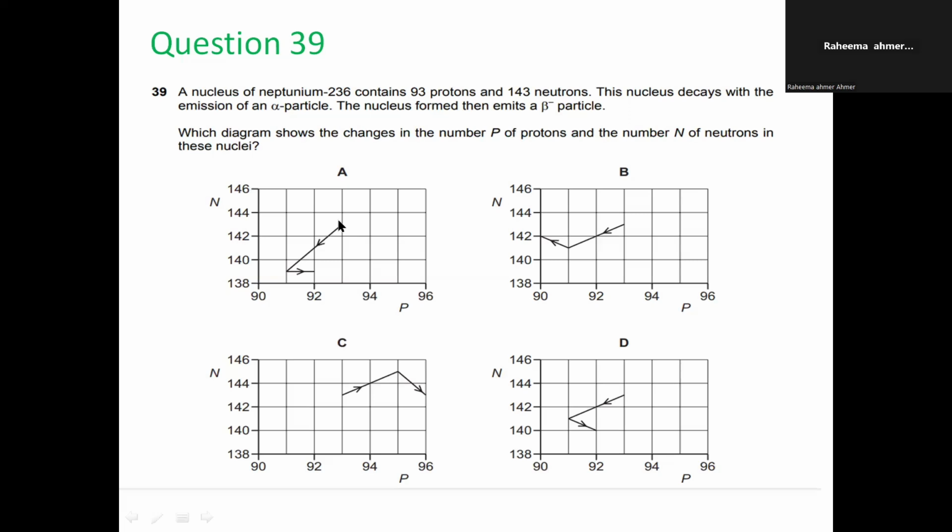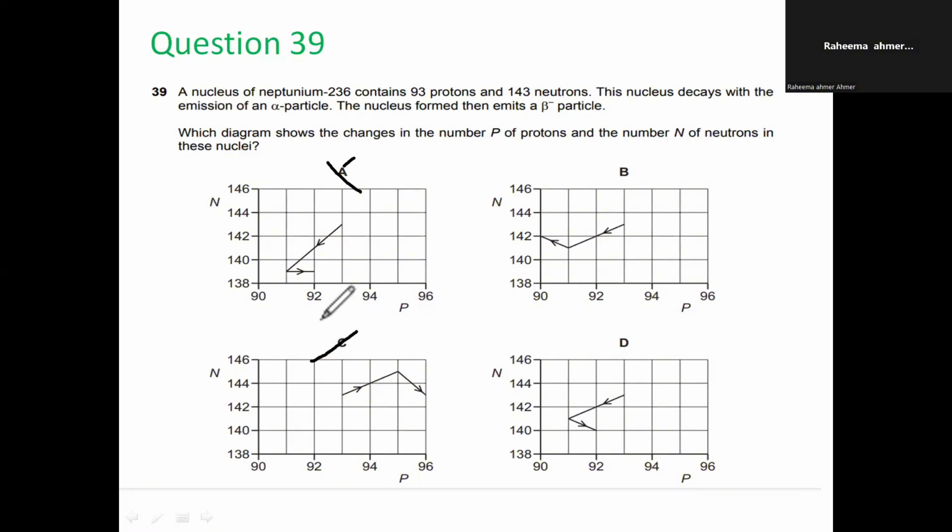Okay, so here they show that 143 decreases to 139. Now this is about nucleon number, so it won't decrease by 4. So option A is wrong. Option C is wrong because they show that it's increasing. It won't increase because it's a decay, so of course it will lose. Options A and C are wrong.